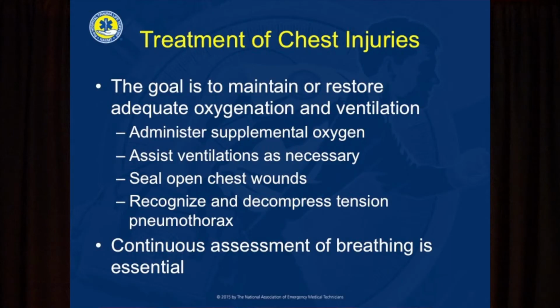Some of those patients may not be breathing very well or adequately enough on their own. Patients with flail chest may not be able to breathe even though they may want to, and they may not be able to breathe well as well. So for those patients, positive pressure ventilation if we need to, and also consider intubation. If we have any open wounds, let's seal those wounds with an occlusive dressing. And for the patient with the pneumothorax, the tension pneumothorax specifically, we need to recognize that and decompress that.